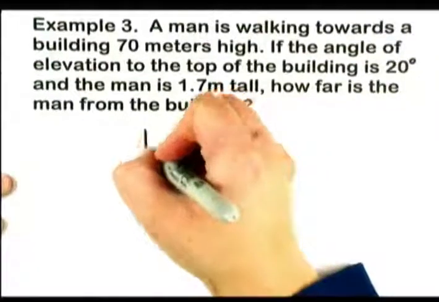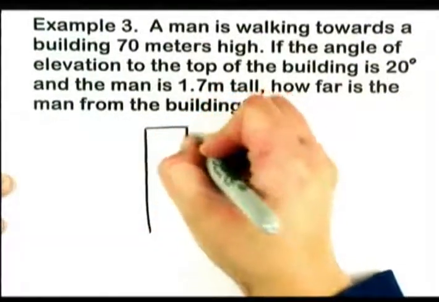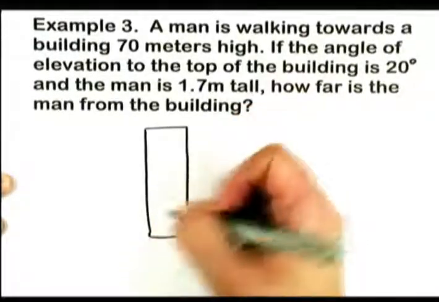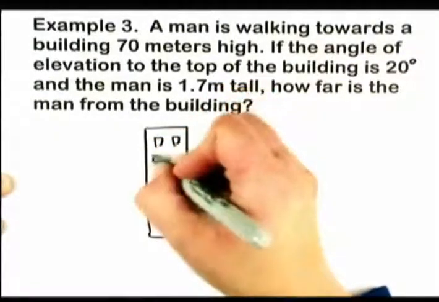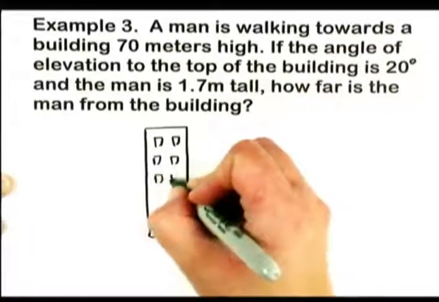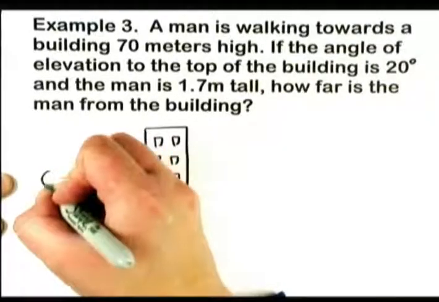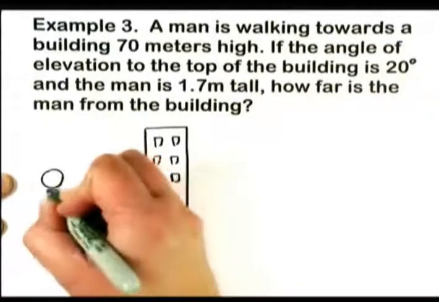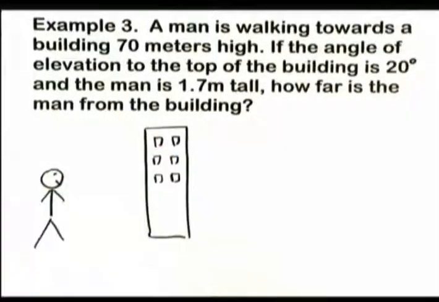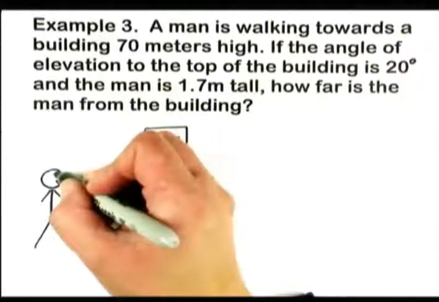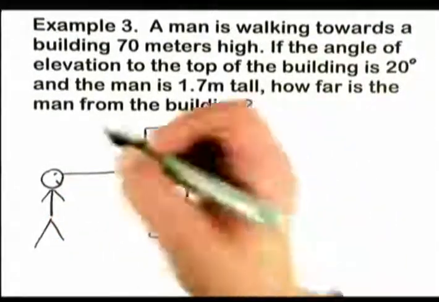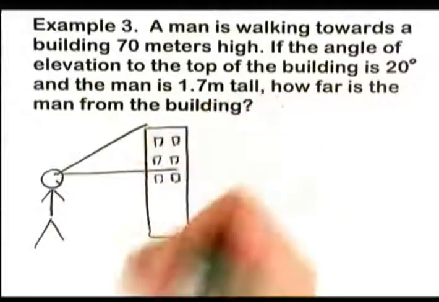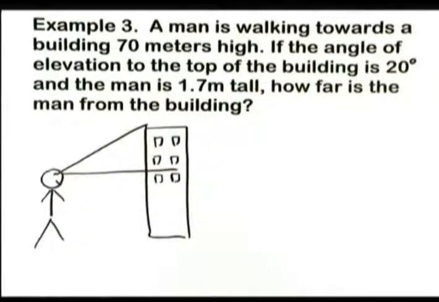So we have a tall building. Right? That's my building. And we have a man walking towards that building. And we know that the man is 1.7 meters tall. So the angle of elevation is from his eye up to the top of the building, right? Up to the top of the building.